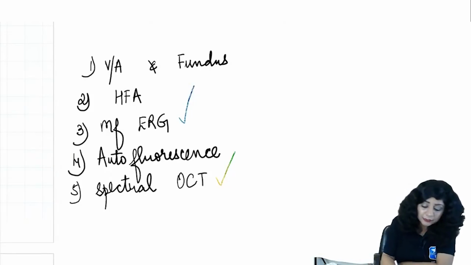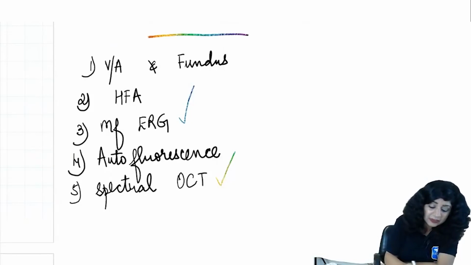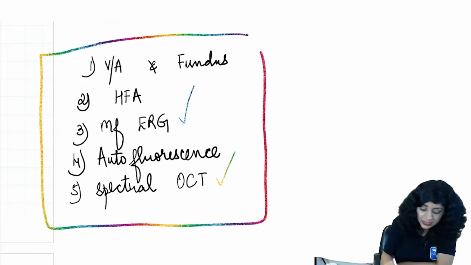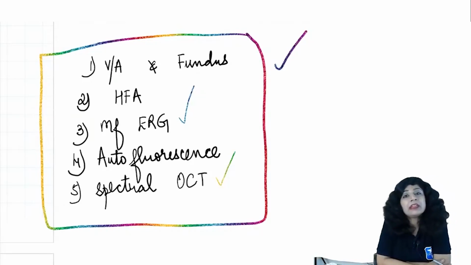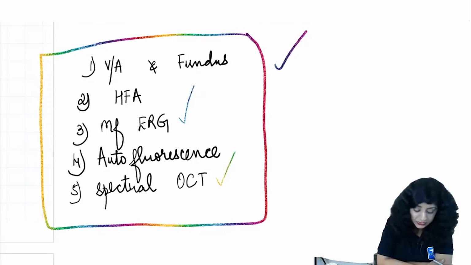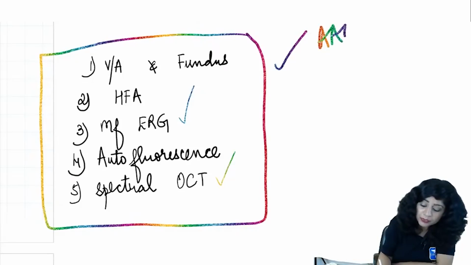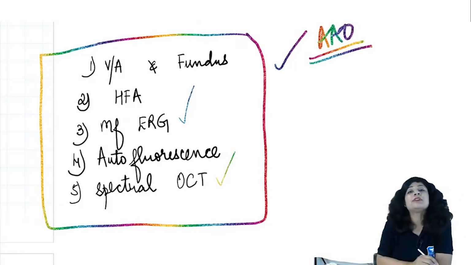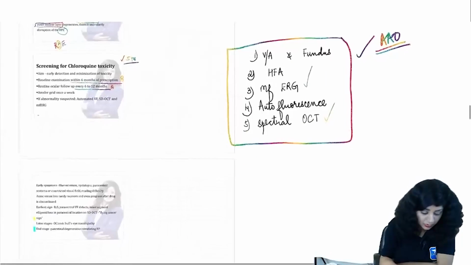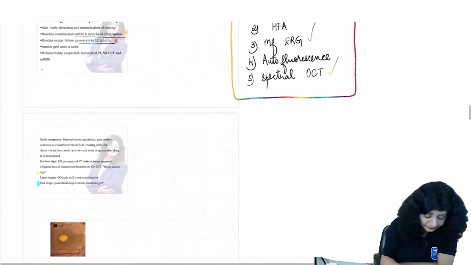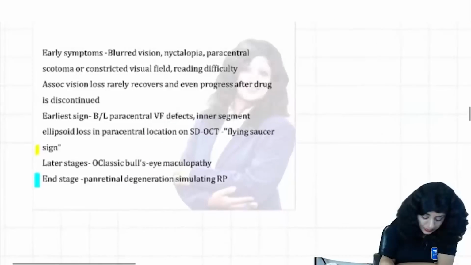So these are the 5 most important tests that we are doing for the screening. ठीक है ना? For the screening I am going to do these 5 tests. This is by the American Academy of Ophthalmology, that these are the 5 important tests that one should do for the screening. All right, then the symptoms.